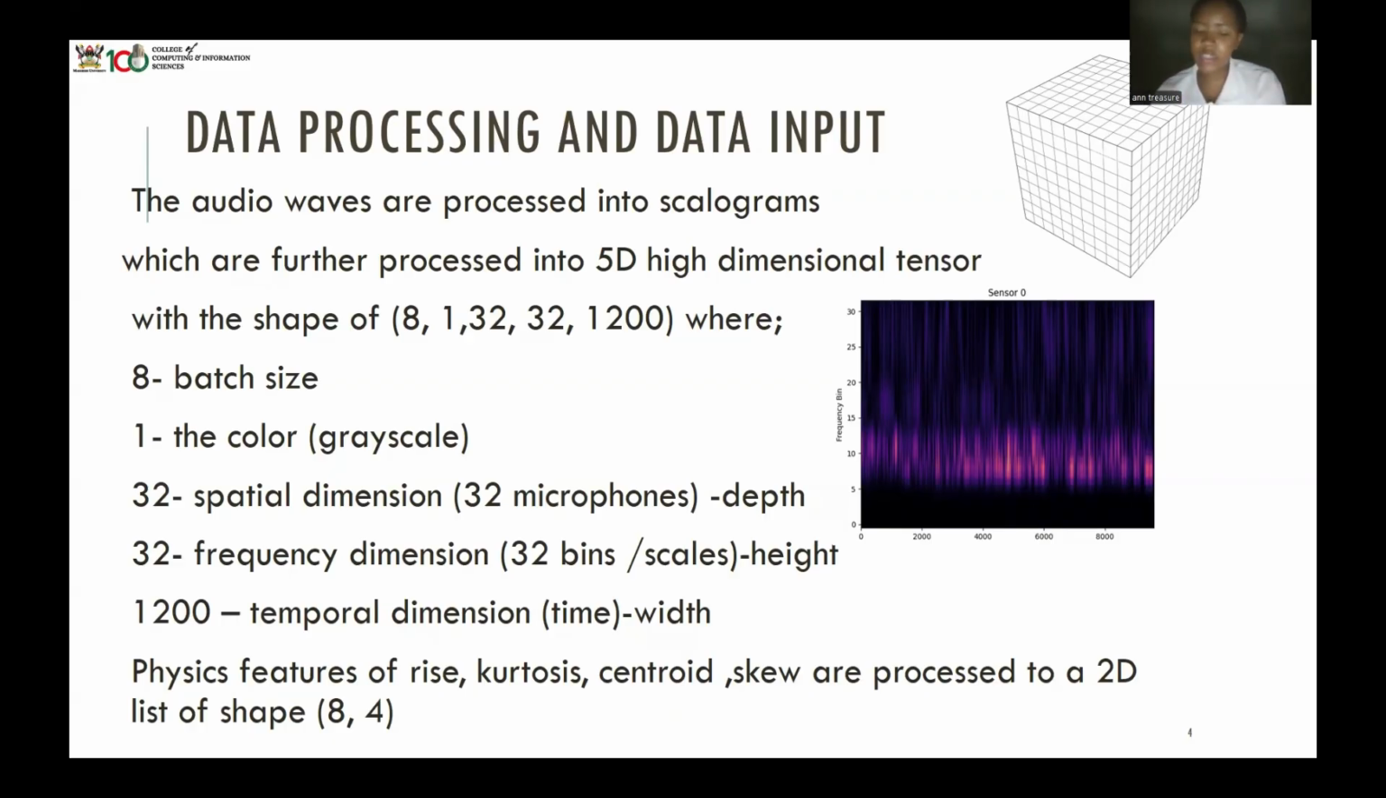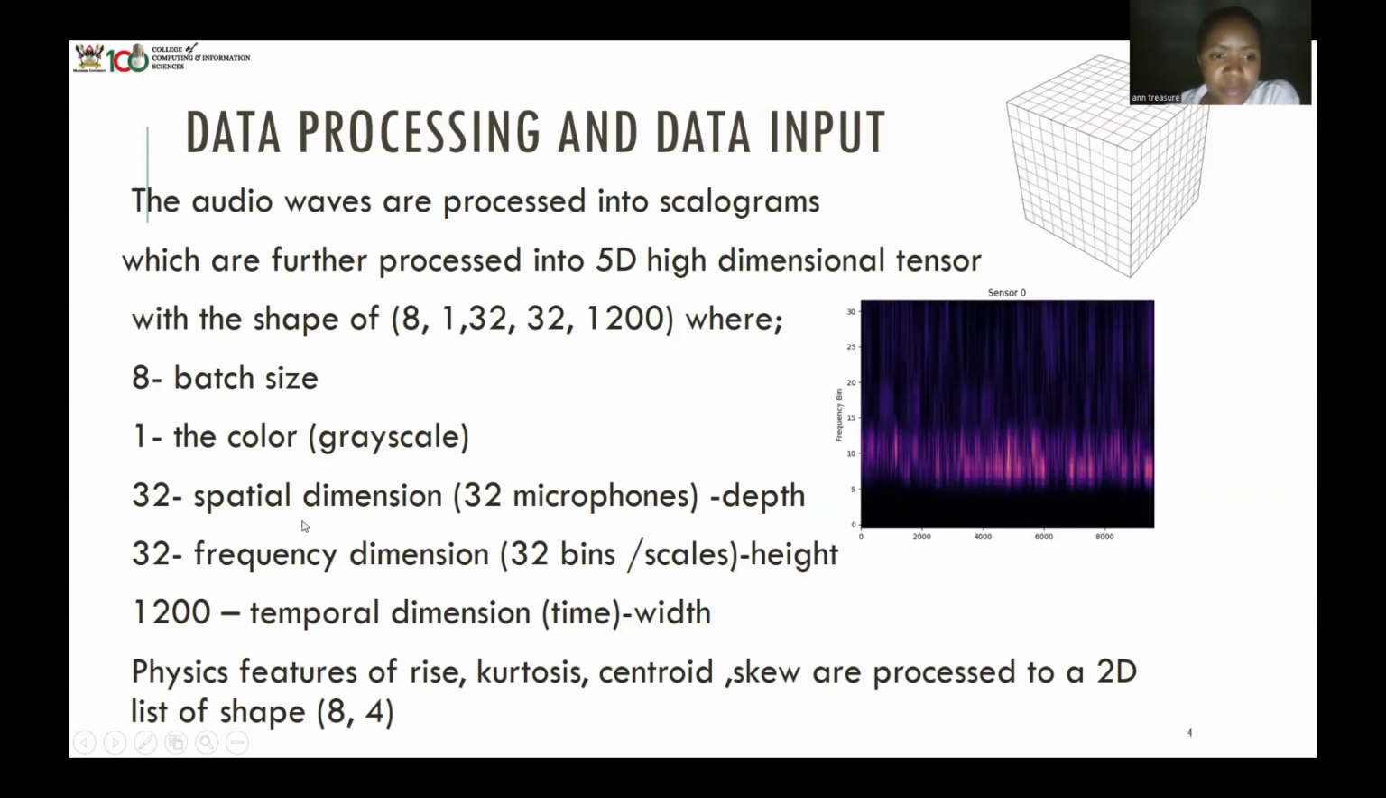Scalograms you can understand as fingerprints of a particular sound, whereby each sound has a unique fingerprint. So these scalograms were processed into a 5-dimensional high dimensional tensor, which is a series of numbers in 5 dimensions, whereby the shape had 8 as the batch size, and 1 as the color, which means we're using one particular color, that is the grayscale.